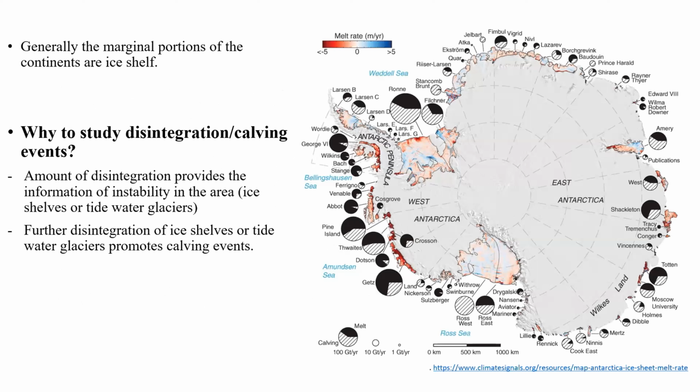In this figure, my study area is somewhere here, Prince Harald Coast and Shirase Glacier. This figure shows the calving and melting lines. In this area, most of the mass loss is due to calving events, and much less due to melting. So we want to study this.